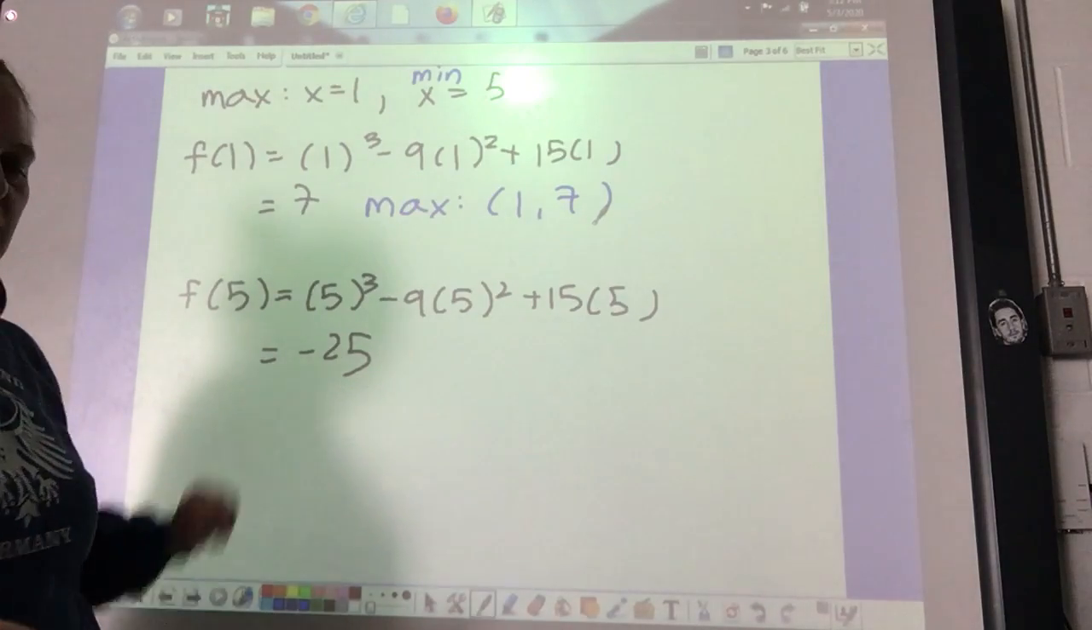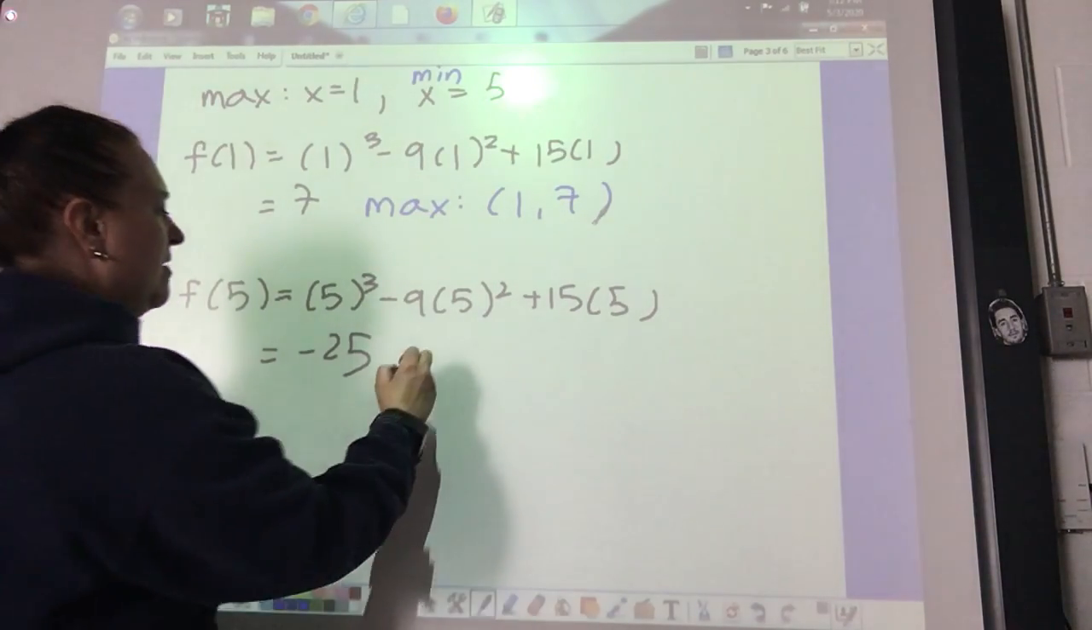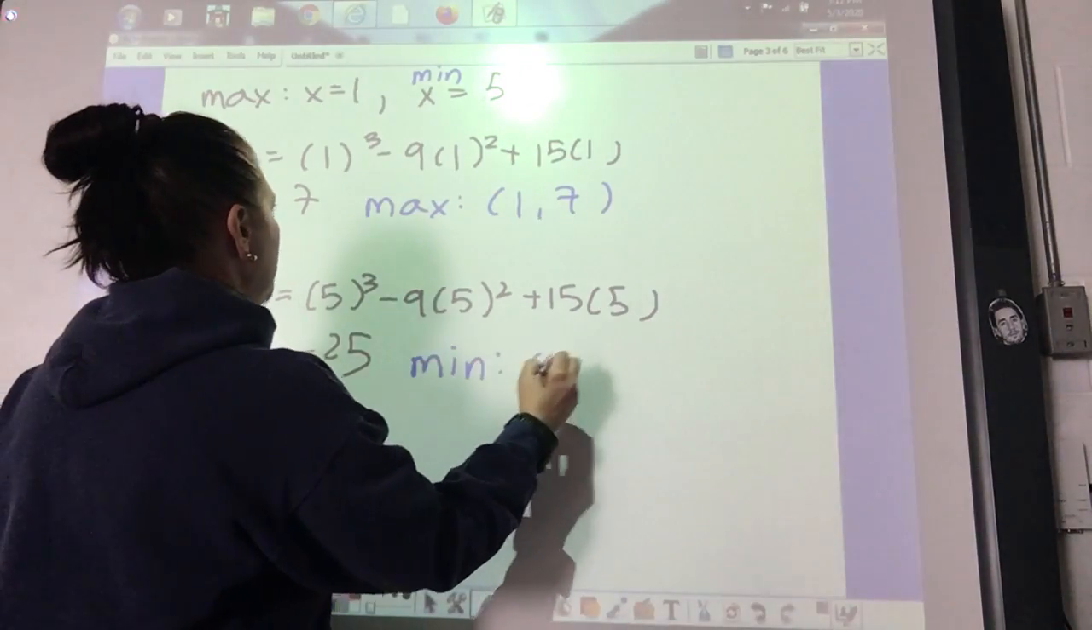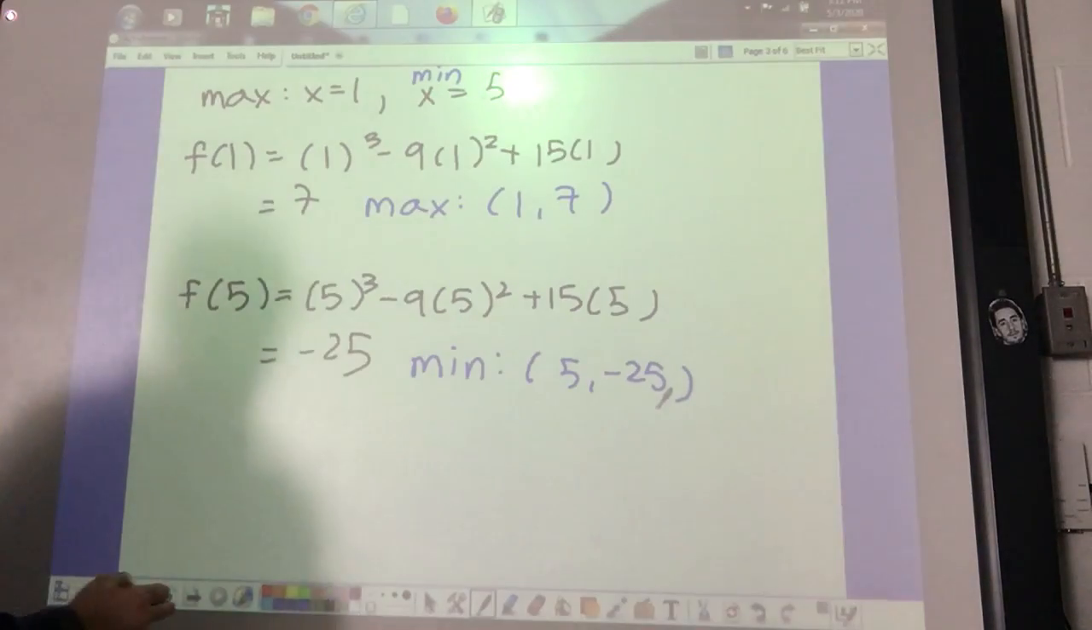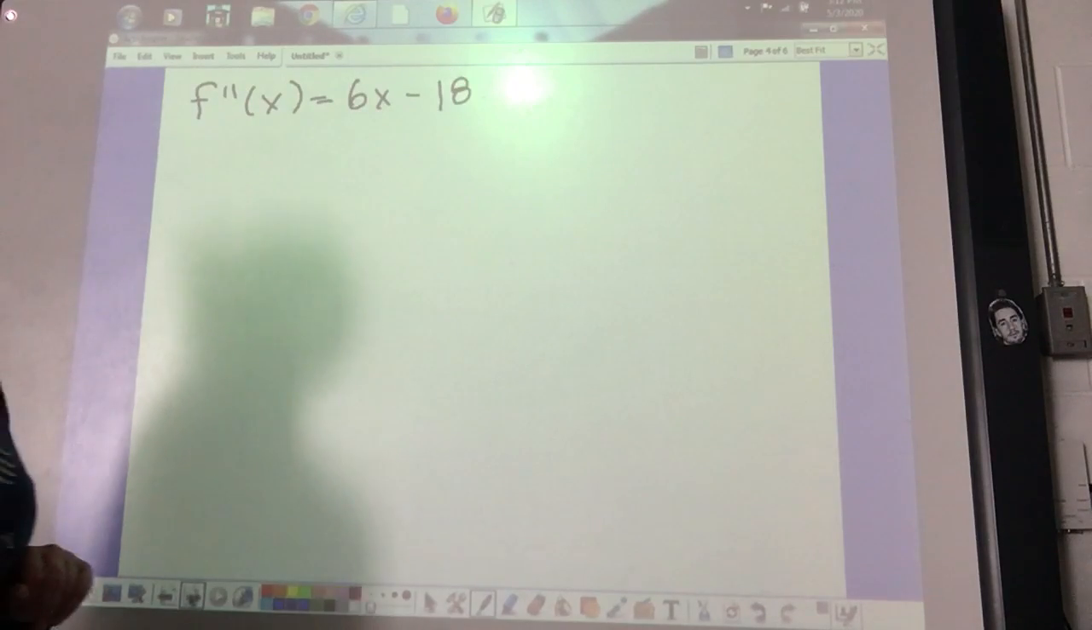I've done that correctly. I should get a value of negative 25. So that means when we make our graph, we have a minimum at the point (5, -25). Okay, let's keep going. We're about a third of the way through the question.